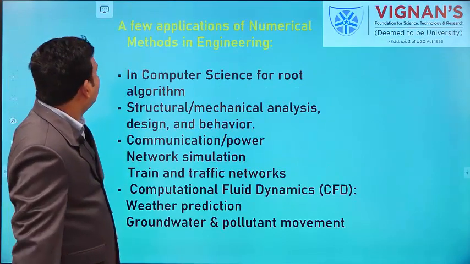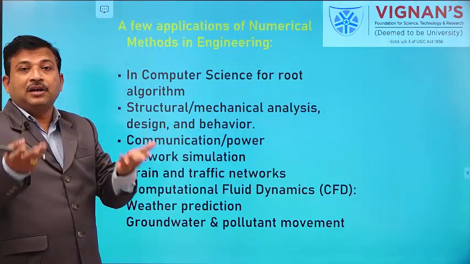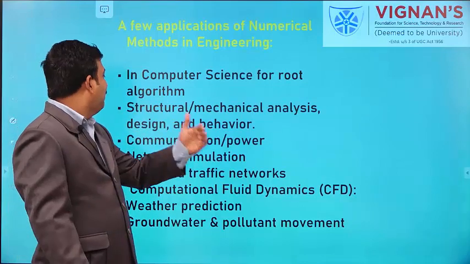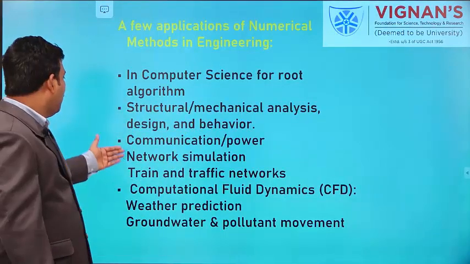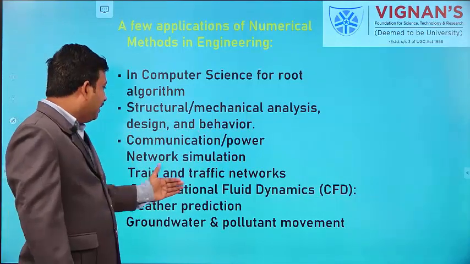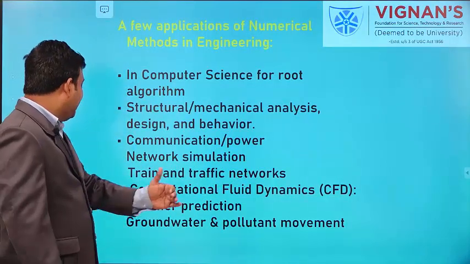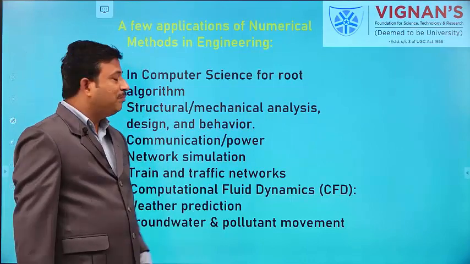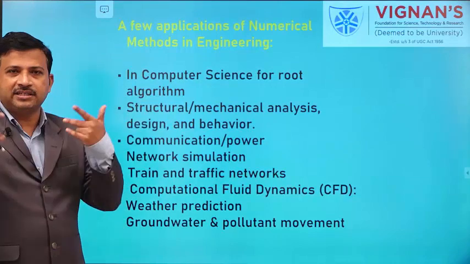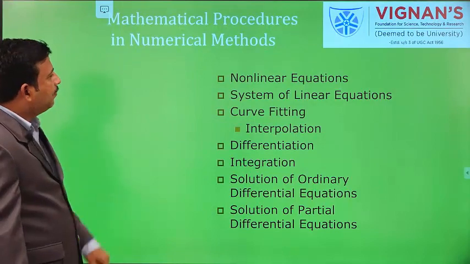So some applications of numerical methods in engineering. In computer science, routing algorithms: different types of algorithms to find the shortest route, right? Structural and mechanical analysis, design and behavior, communication, power, network simulation, train and traffic networks, right? Computational fluid dynamics, weather prediction, groundwater and pollution movement. These are the different applications; wide applications are there everywhere. We cannot even list out all these things, right? Everywhere nowadays numerical methods are compulsory, right?